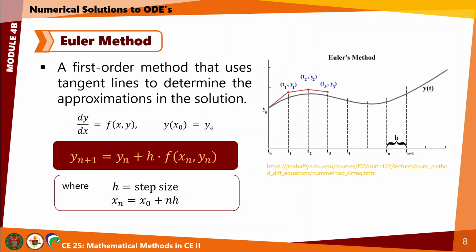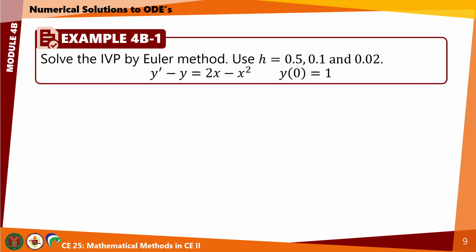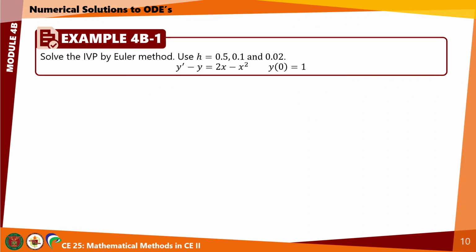Now, let's try applying this concept to an example. We're asked to apply the Euler method to the IVP using various step sizes just to show kung ano yung maging effect by using smaller step sizes. Let's start with 0.5 na step size. Okay, ito yung IVP problem natin or yung initial value problem natin. Y prime minus y equals 2x minus x squared, where your initial value is the function solution value at x equals 0 is 1. Basically, yung initial point mo is 0, 1. Okay? We start with h equals 0.5.